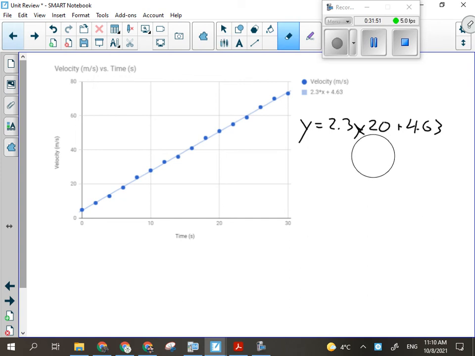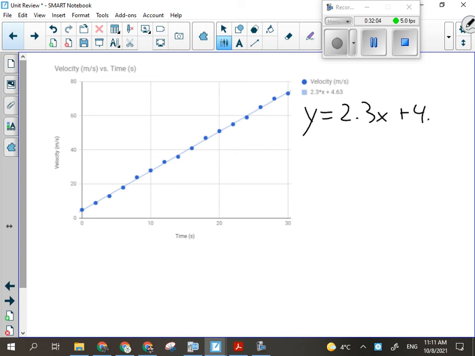Let's just write it bigger so you can see it better. Okay, so y equals 2.3x plus 4.63, and here are the things I'm going to want. Total displacement to 30 seconds, and acceleration, and that's it. Those are the two things I want.